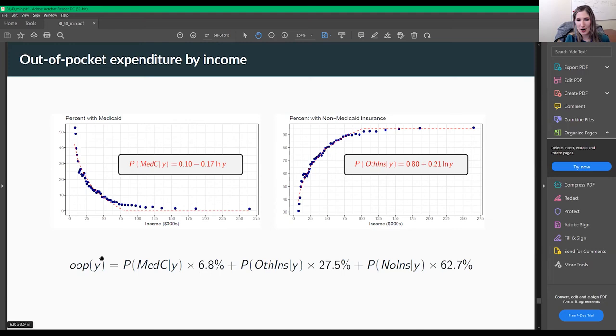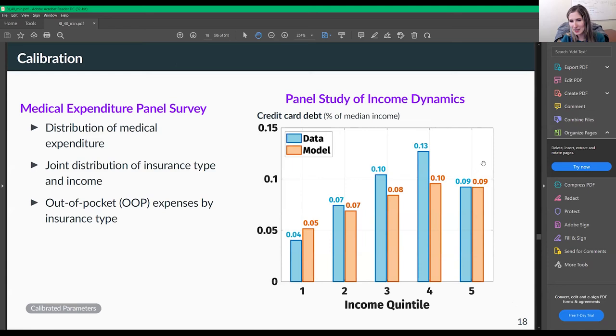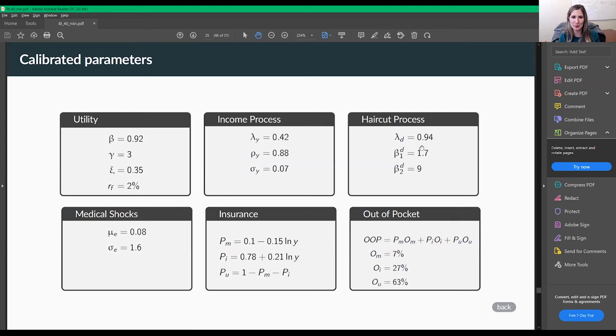For the other parameters, we're choosing them to best fit this distribution. Here is a different object from the PSID: the actual credit card debt as a percent of median income. Our model doesn't really have a notion of not borrowing. Because it's a continuous model, it's more sensible to fit it to the actual amount of credit card borrowing and how it varies with the income distribution. So we have several different moments here, and we then choose the remaining parameters in order to best fit the model to that observed empirical distribution. That speaks to the haircut process and the income process mainly. Okay, thank you very much.